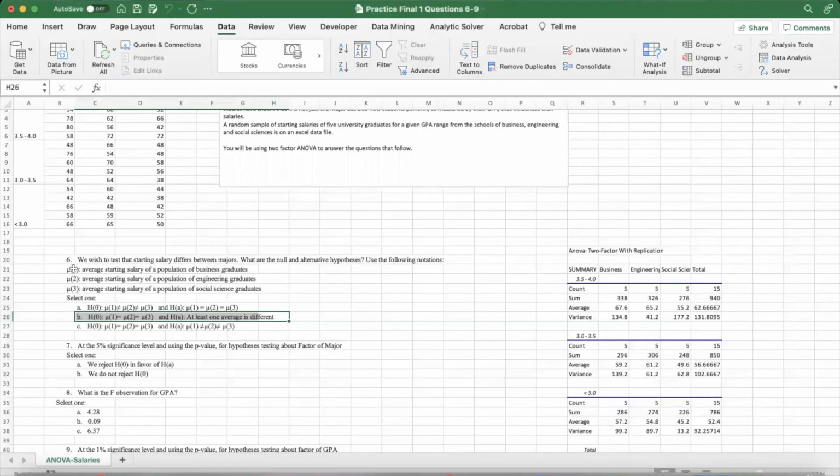And here it tells you we have 3 different mu's, 3 different starting salaries. So that's how we know we have 3. Right, mu1 equals mu2 equals mu3. So the answer is B here.